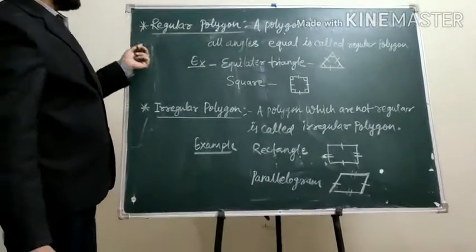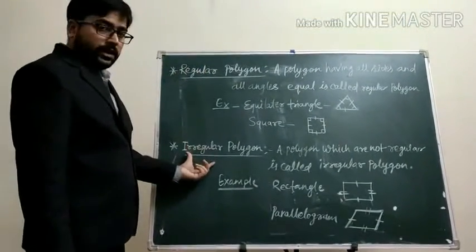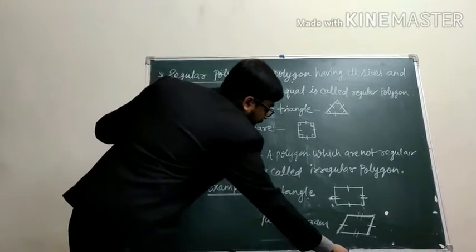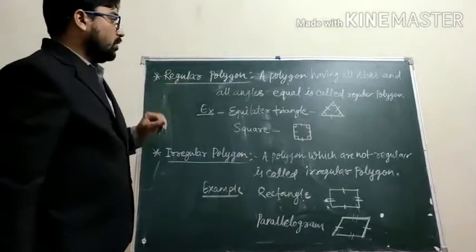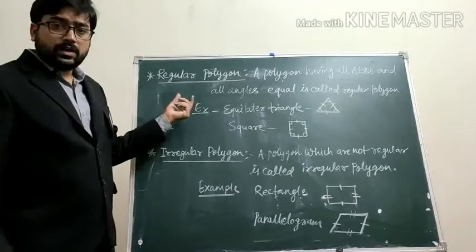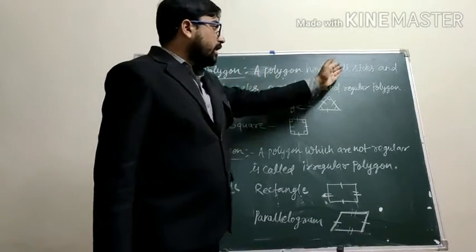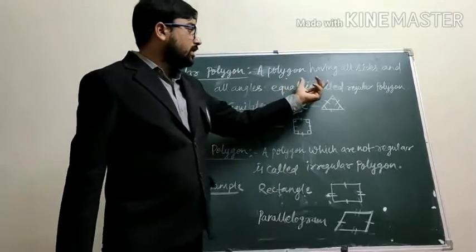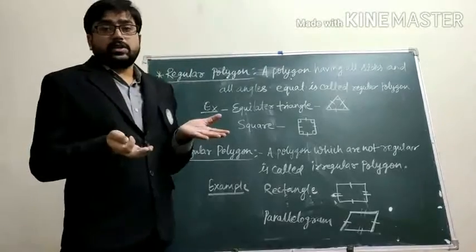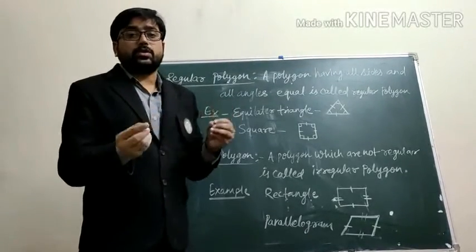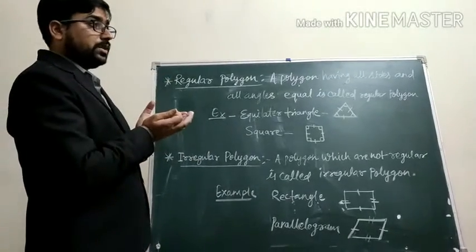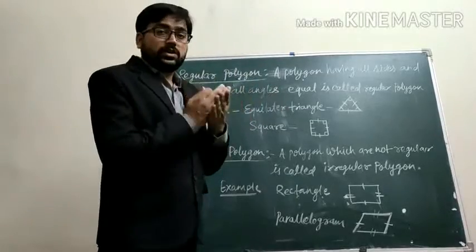Now second important point, regular polygon and irregular polygon. This concept we use in every class. What is regular polygon? A polygon having all sides and all angles equal is called regular polygon. First condition, polygon होना चाहिए. You know what is polygon? A simple closed curve which is made up of line segment. लाइन सेगमेंट का बना होना चाहिए, सिंपल क्लोज कर्व होना चाहिए. सिंपल मतलब क्रॉस नहीं होना चाहिए.